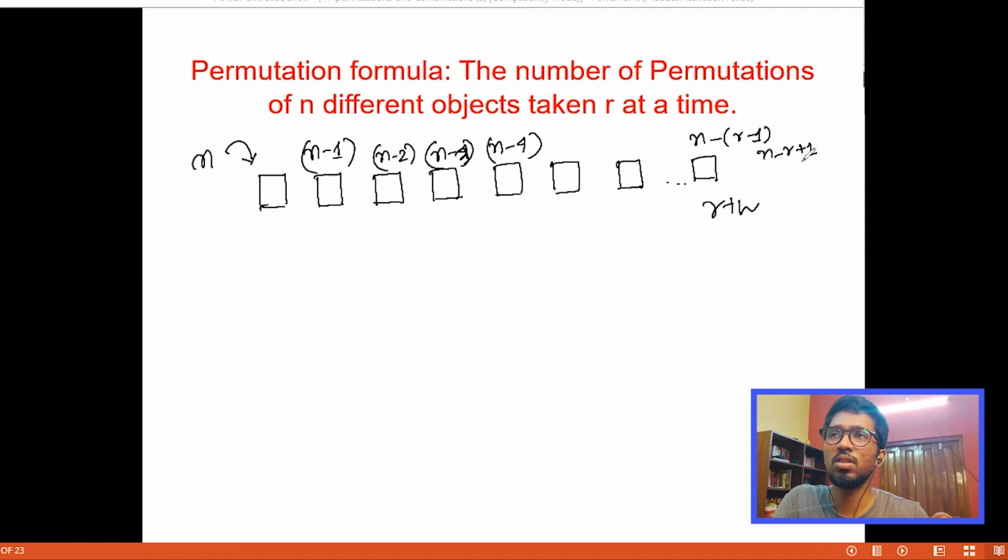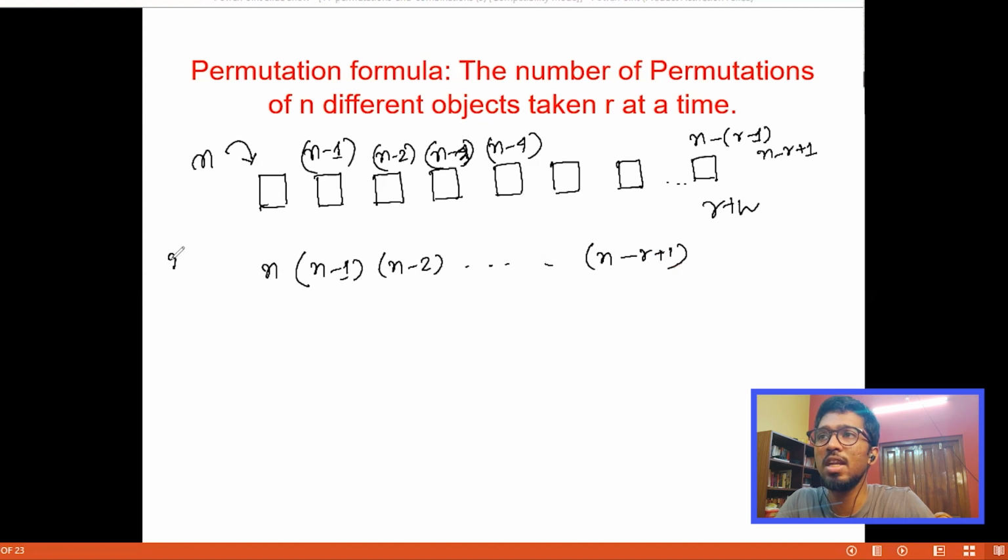So if I use the principle of counting here, what will be the total number? The total number will be n into n minus 1 into n minus 2 and so on up to n minus r plus 1. This will be the number. So nPr is equal to this. Okay, this is a little big formula. We will simplify this with the help of factorial.